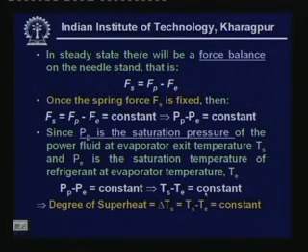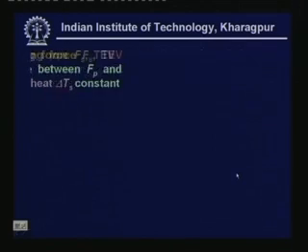Okay, once the pressure difference is constant, that means the temperature difference also should be constant, and this temperature difference is nothing but the degree of superheat. Okay, so Ts minus Te is constant means degree of superheat, that is delta Ts, is constant.